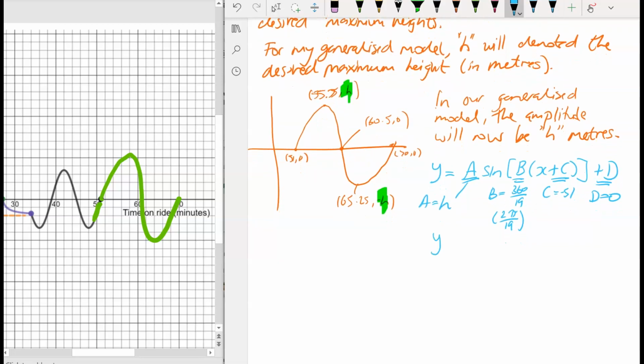So we can write down our generalized formula. Our generalized formula, H times sine of 360 divided by 19, x minus 51, would be our generalized formula. So let's write that down. Generalized formula.